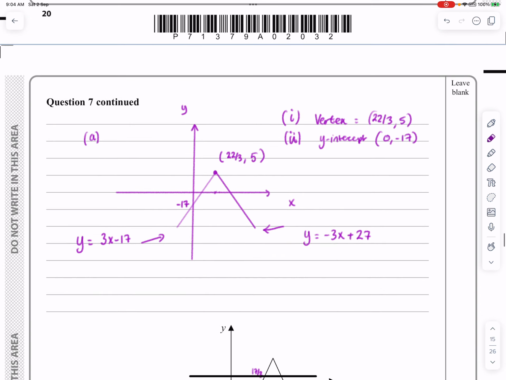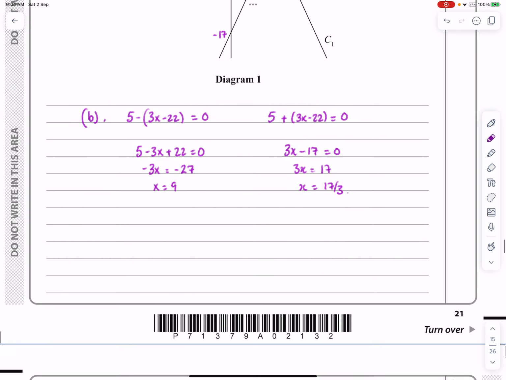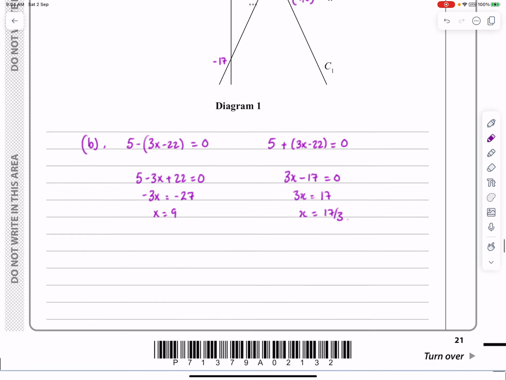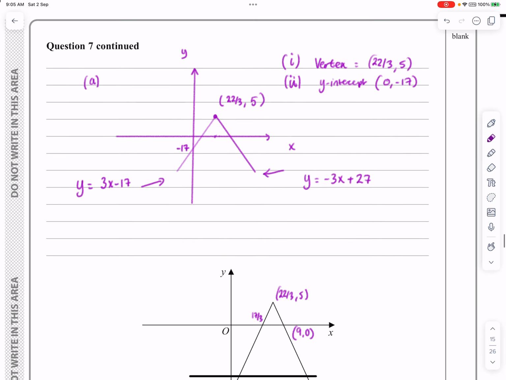And obviously from what I did previously, we know that this is 22 over 3, 5, and we know that this is down here at minus 17. So I can now translate all that information over. But in terms of answering part B then, we get the point 9, 0 and we get the point 17 over 3, 0 for the two places where, for part B, it hits the x-axis.